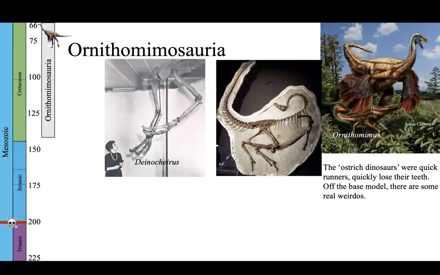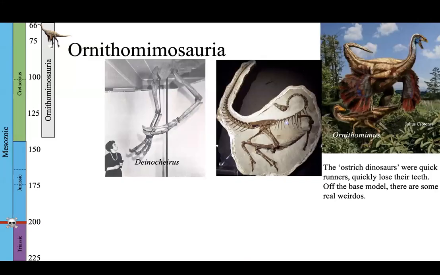And so these are probably some of the fastest dinosaurs, and I think they are pretty interesting in and of themselves. But one thing that this clade is getting more and more famous for is the really oddball animals within it, animals that are weirdos off of this base model. One of the most famous examples is Deinocheirus, which is a set of arms there on the left-hand side of this picture.